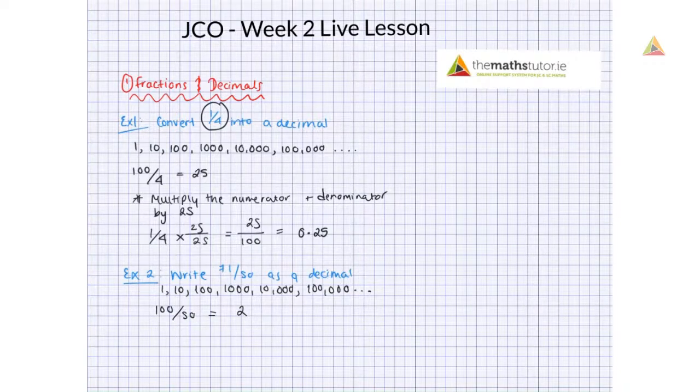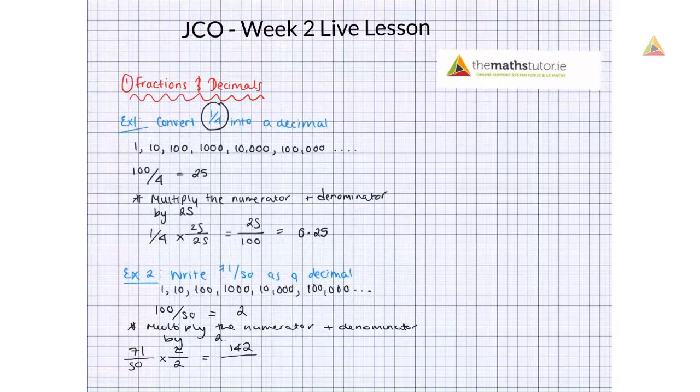So we're going to divide 100 by 50. And you get 2. So now what we're going to do is, and I'm going to write out this rule, we're going to multiply the numerator and denominator by 2 this time. Okay, so it's going to be 71 over 50. And you're multiplying both of them by 2. Okay, so 71 by 2 gives you 142. And 50 by 2 gives you 100. So when you put in 142 divided by 100 on the calculator, you get 1.42. And that's your fraction written as your decimal.